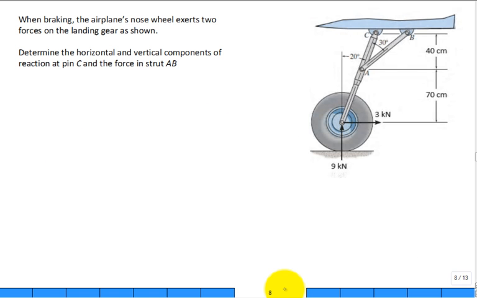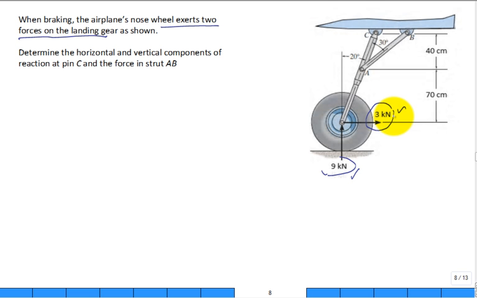We have an airplane nose wheel, and when the system is braking, there are forces applied to the landing gear. It's shown as a 3 kilonewton force in the horizontal and a 9 kilonewton force upward. I guess the brake really doesn't help with the 9 kilonewton, but definitely helps with the 3 kilonewton load, right?